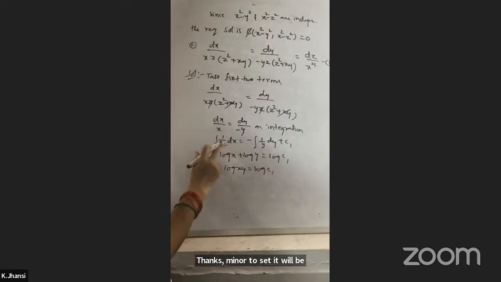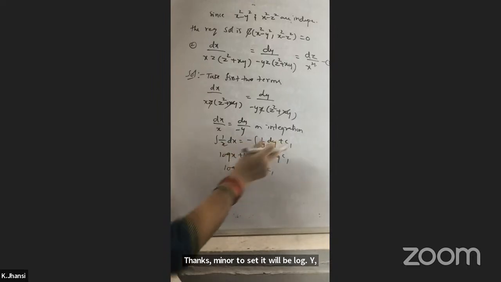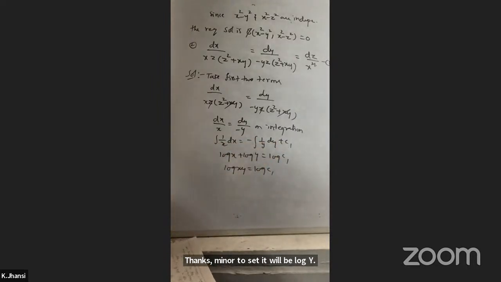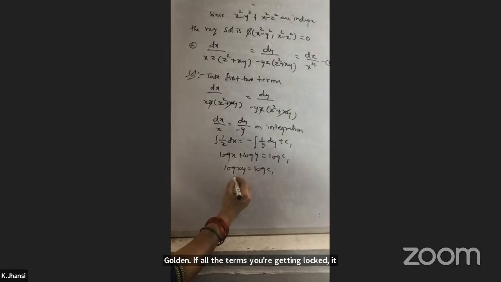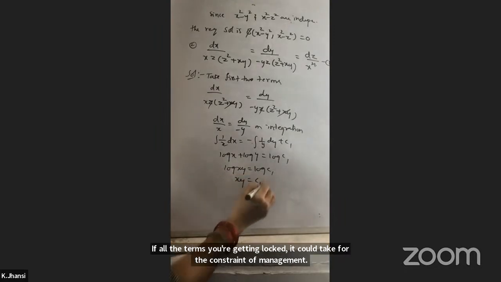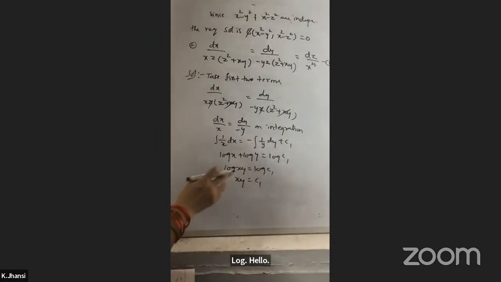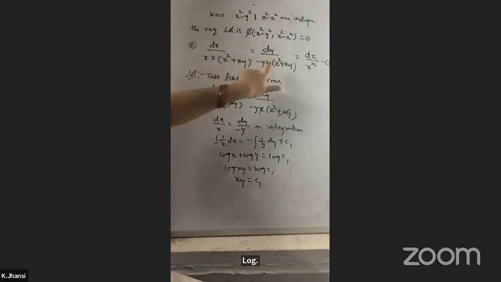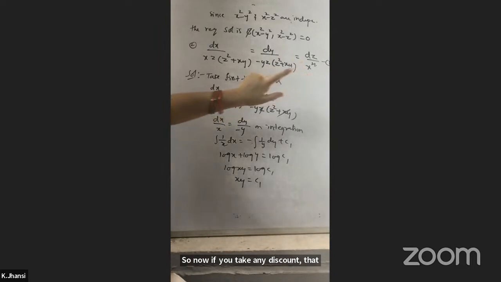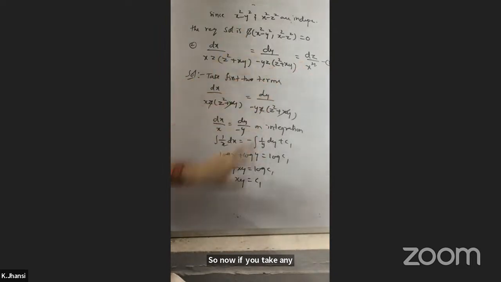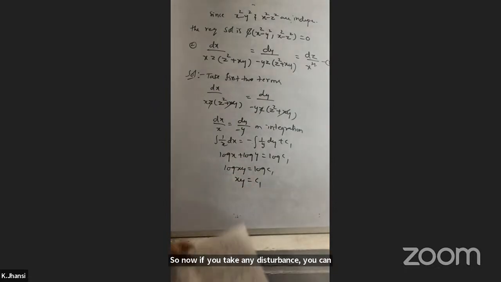Okay. I have told that if all the terms you are getting log, then you can take the constant term as a log. Now log on both sides will get cancelled. xy equals to c1. Okay. So now if you take any term, that is first and second and third, for the next solution, you can substitute wherever xy is there, you can take it as c1. Okay.